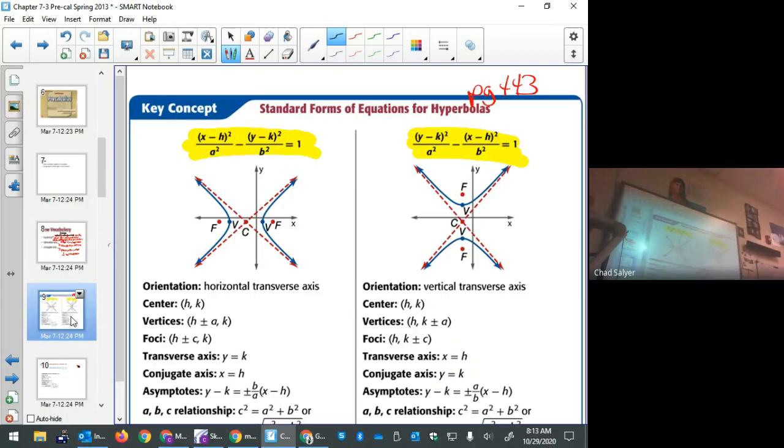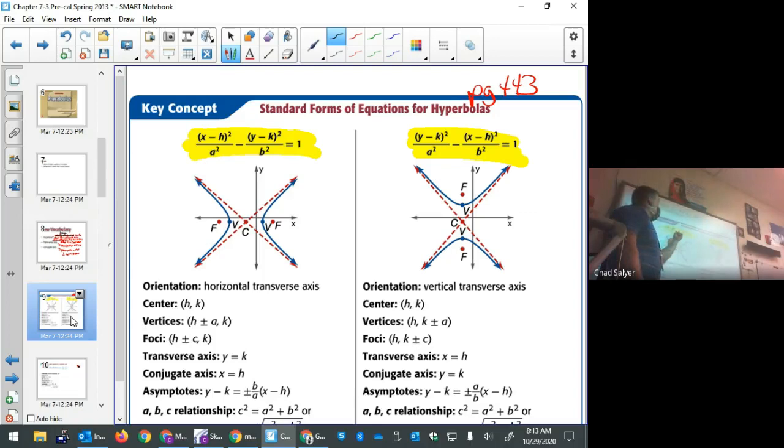Okay, so once again, hyperbolas have two orientations, but the determination has nothing to do with the denominator. Okay, say that with me. The determination of the orientation has nothing to do with the denominator. It only concerns which of the two is negative. Remember I told you they'd have a different sign?